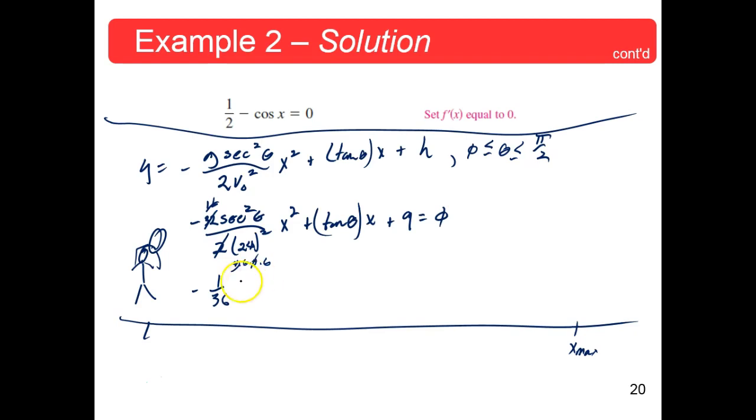So it's negative 1/36 secant squared theta x squared plus tangent theta x plus 9 equals 0. Okay. Now, what have we got to do with this? What we're trying to do is maximize the x, so that becomes the dependent variable as a function of theta, the independent variable. So how are we going to do this?